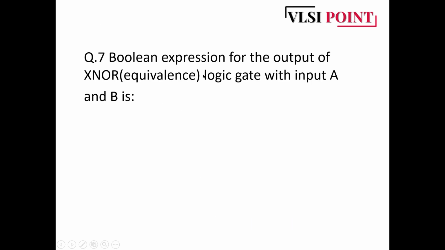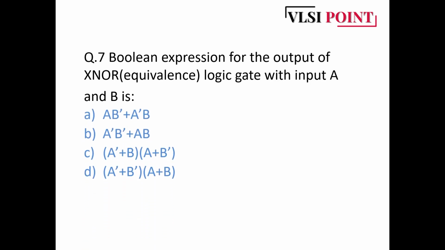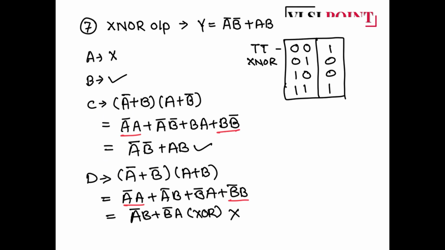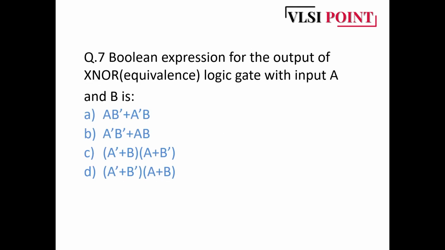Let's go to question number 7. The Boolean expression for the output of XNOR, that is the equivalence logic gate, with input A and B is. They have given some options: AB bar plus A bar B, A bar B bar plus AB, and the C and D options. What we have to do is solve each and every equation and see whether it is matching with XNOR or not.